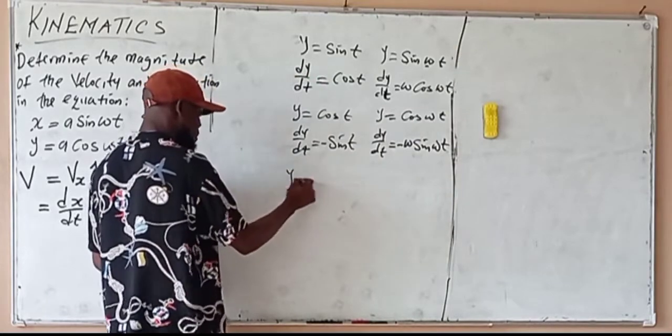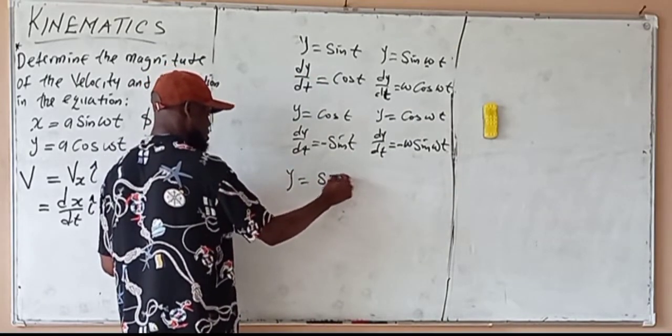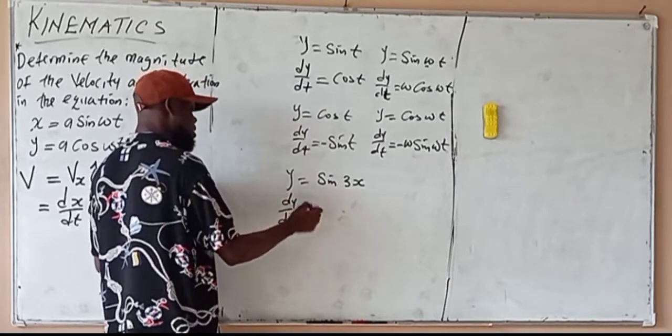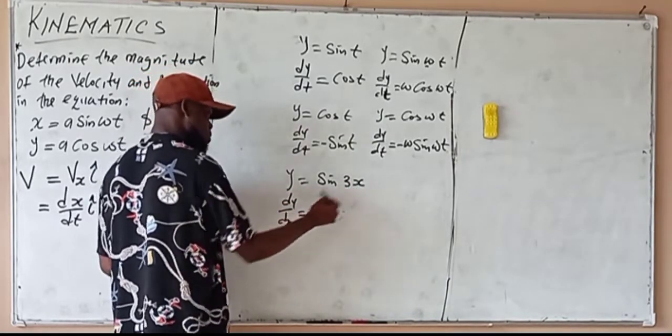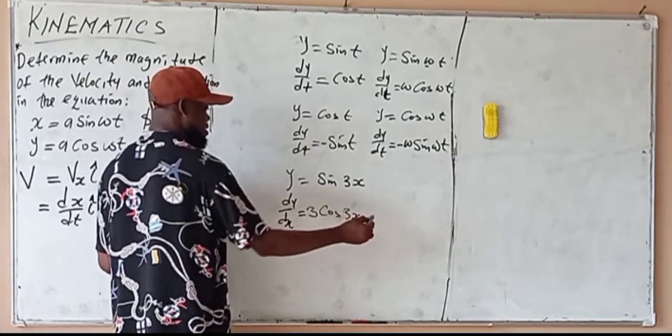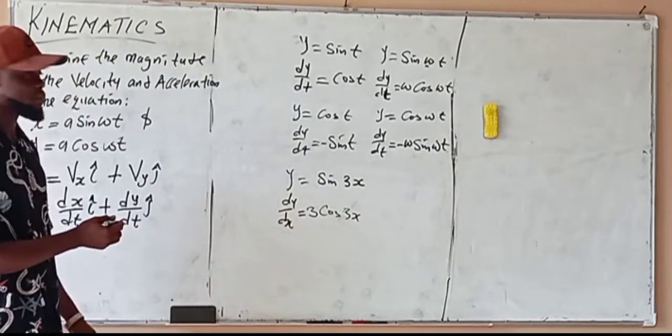Or let's say we have y equals sine 3x. What is dy over dx? What do you have to do? Differentiate 3x, you have 3. Differentiate sine, you have cos. Then repeat that 3x. So that's what I'm trying to say now.